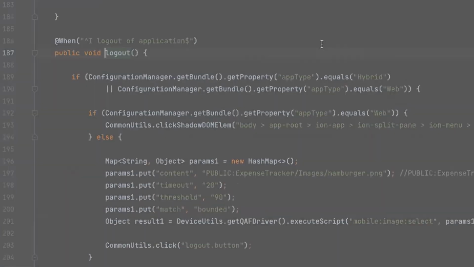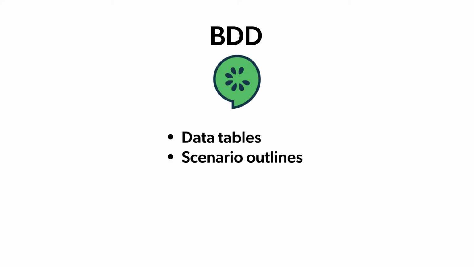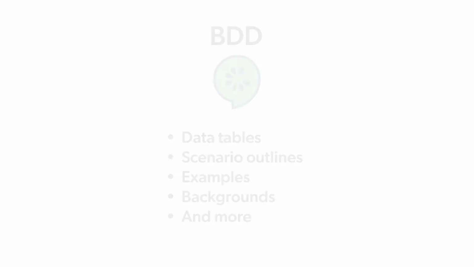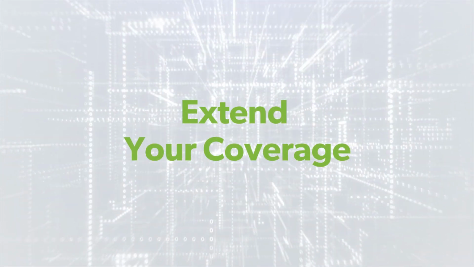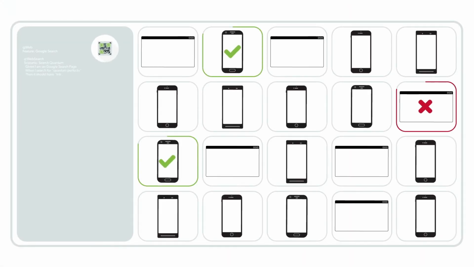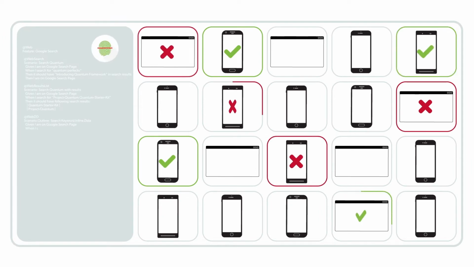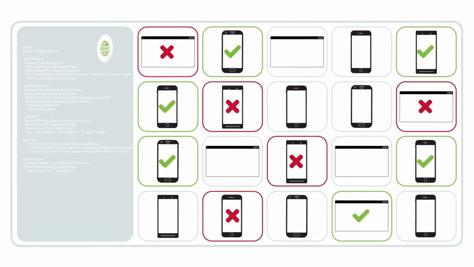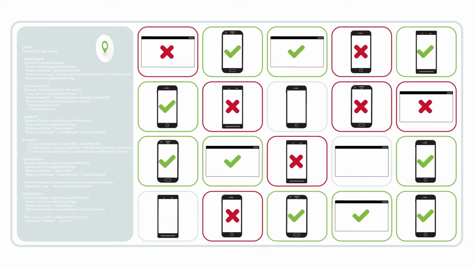You can leverage common features of BDD Cucumber, including data tables, scenario outlines, examples, backgrounds, and more. You can extend your coverage with Perfecto's comprehensive device lab, get instant access to thousands of real and virtual devices, as well as desktop browsers that you can run your tests against.